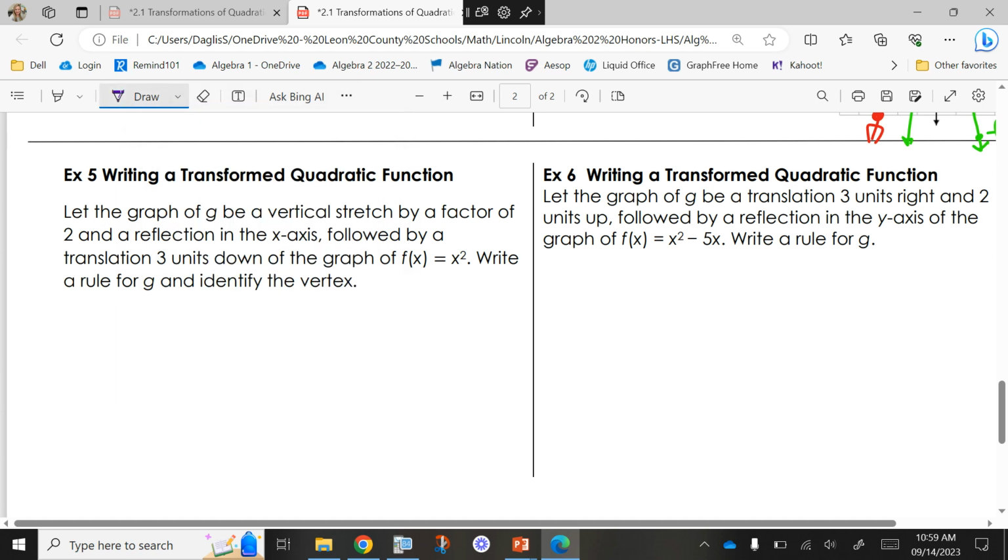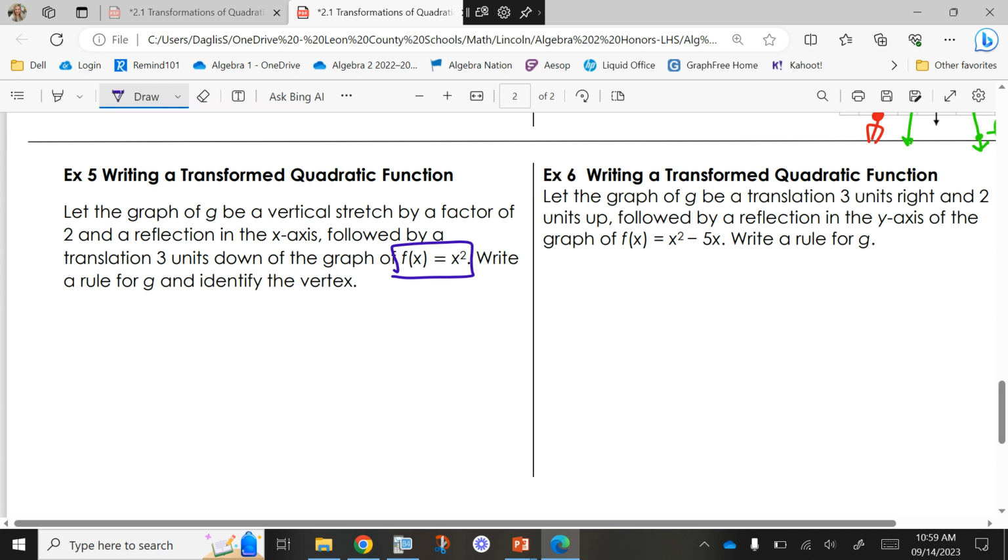All right. Let the graph of g be a vertical stretch by a factor of 2 and a reflection in the x-axis, followed by a translation 3 units down of the graph f of x equals x squared. Write a rule and identify the vertex. Okay. Our parent function is what? Or my first function is what? Dang it. Our first function is the parent function. I gave away my own question.